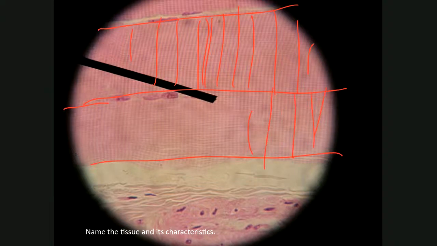The only two muscles that are striated are skeletal and cardiac. Cardiac has one single nucleus in the middle. This guy has many nuclei, and the cells are not branched. So that leaves you with skeletal muscle tissue. Hopefully this is an easy tissue to identify. If nothing else, the obvious striations are the giveaway.